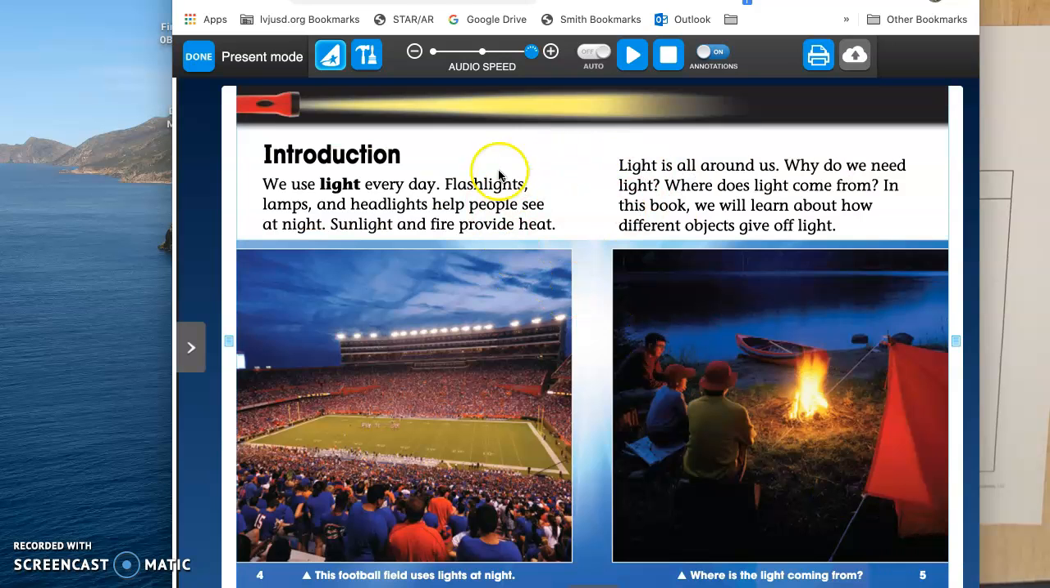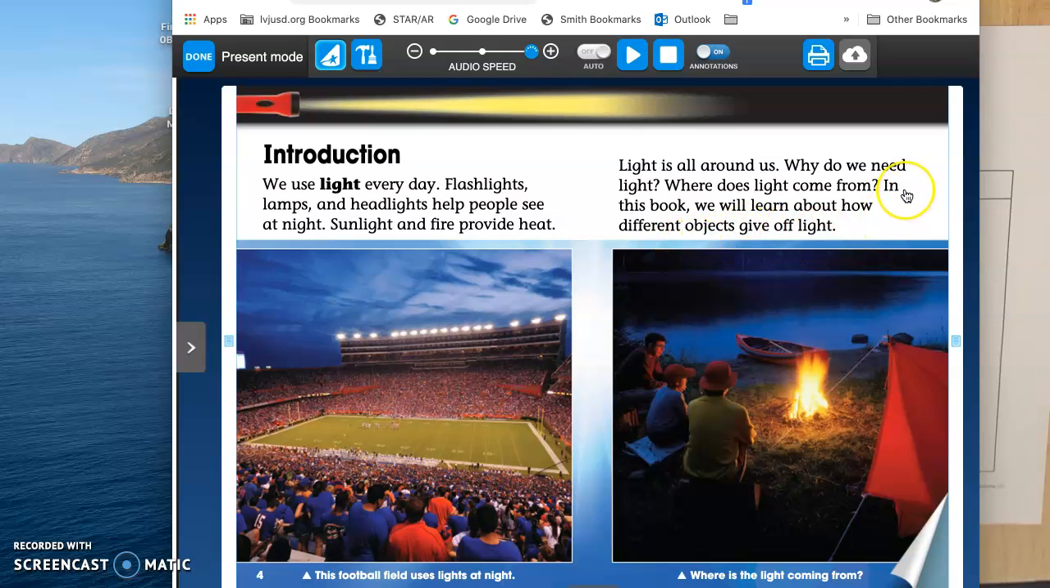Okay, our first part is the introduction. We use light every day. Flashlights, lamps, and headlights help people see at night. Sunlight and fire provide heat. Light is all around us. Why do we need light? Where does light come from? In this book, we will learn about how different objects give off light.